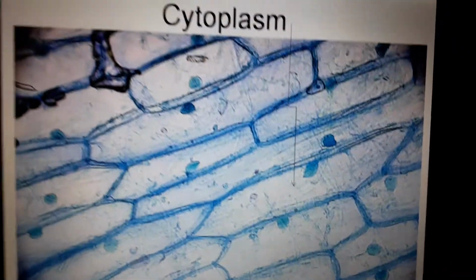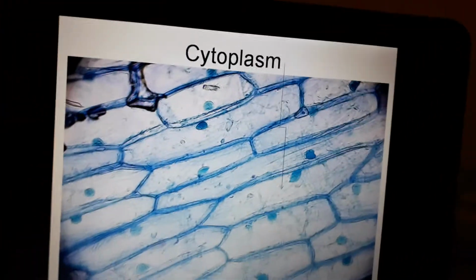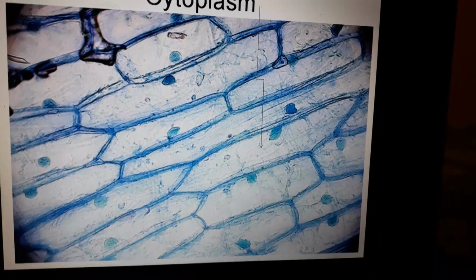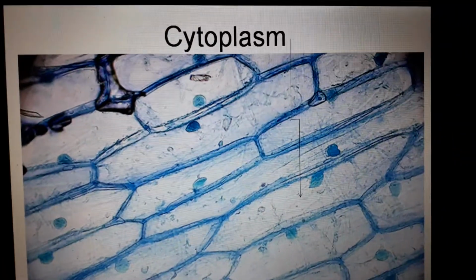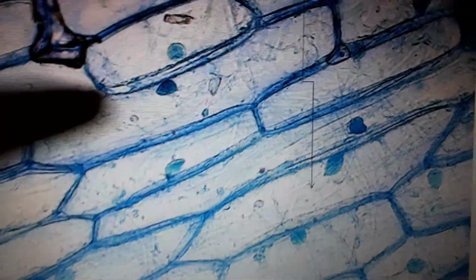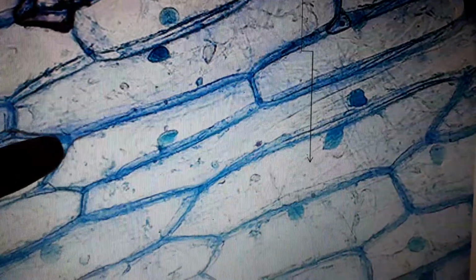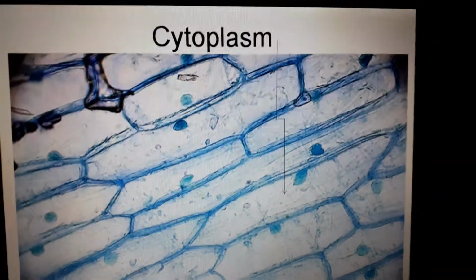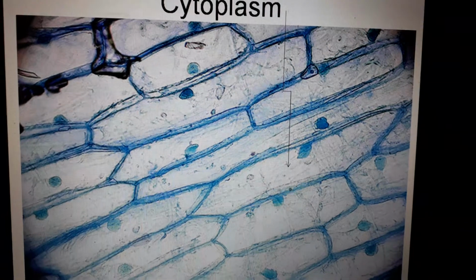Let us move on towards the cytoplasm. We have discussed the cytoplasm in the last class too. When you stain onion peel cells and mount them on a microscope, you will notice darkly stained areas, which is the cell membrane, and lightly stained, very light blue areas. This part of the cell is called the cytoplasm.